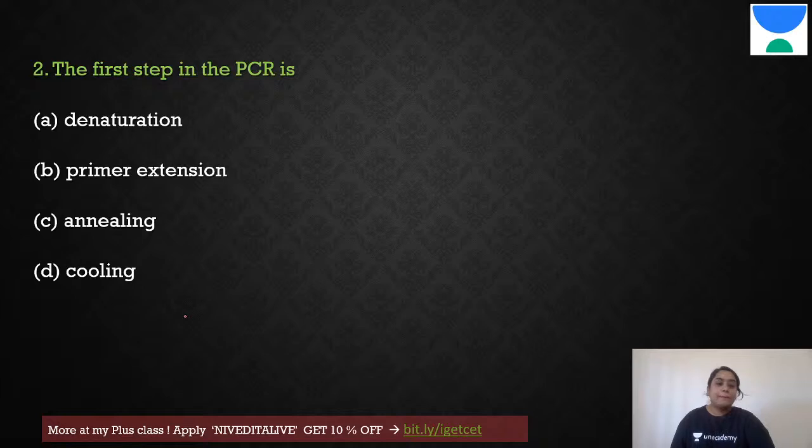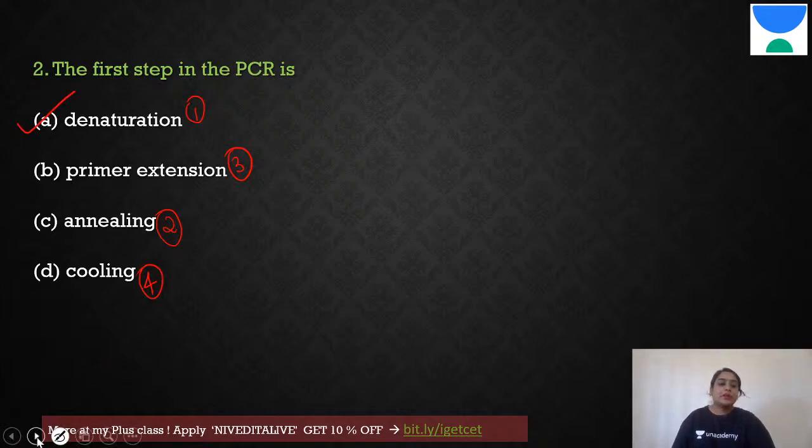The first step in PCR is: denaturation, primer extension, annealing, or cooling. Which is the first step in PCR? You can go ahead and answer this one. I'll give you a few seconds. Okay, so the first step is denaturation, second step is annealing, third step is primer extension, and the fourth step is cooling. So therefore, it is denaturation.